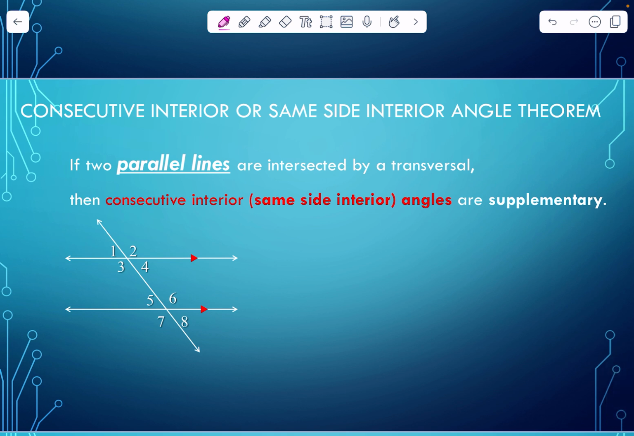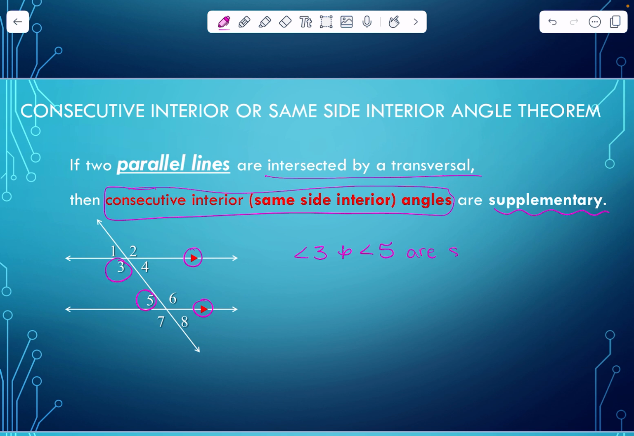Our next theorem that we have is the consecutive interior or same side interior angle theorem. Two parallel lines are intersected by that transversal again. Then the consecutive interior or same side interior angles are supplementary. So what that means is, again, these lines are parallel, so I'm going to look for my same side. Angle 3 and angle 5 are supplementary. And then you also have angle 4 and angle 6 are supplementary based off of this theorem.